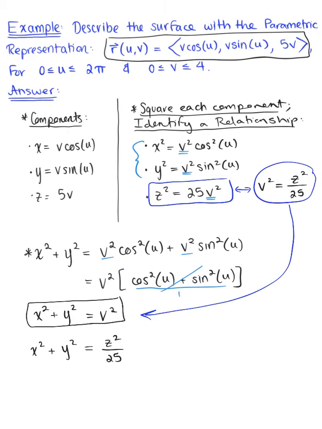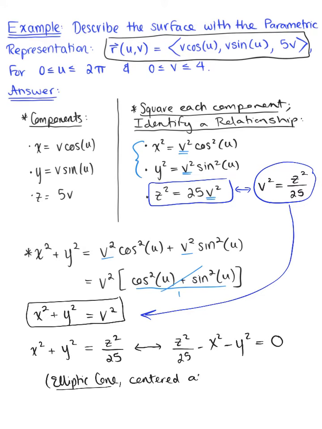We can leave our answer like this or group all of the variables on the same side and say that z squared over 25 minus x squared minus y squared is equal to 0. And we're excited because we recognize that this is an elliptic cone. Woohoo! Since the z variable is the only variable with a positive coefficient, we know that our elliptic cone will be centered about the z-axis.